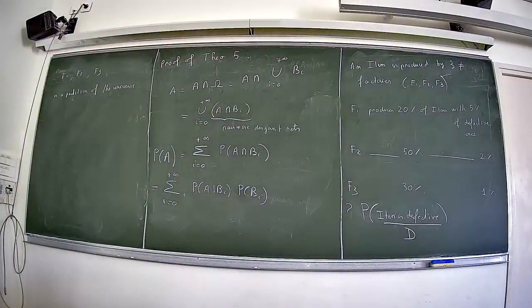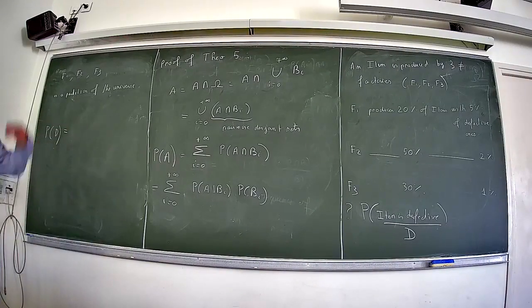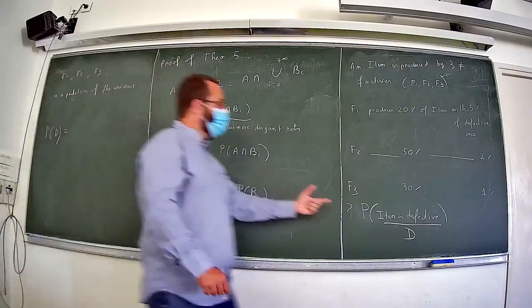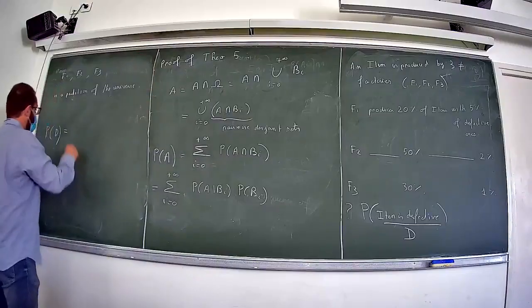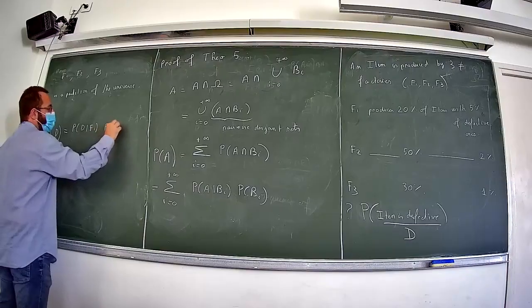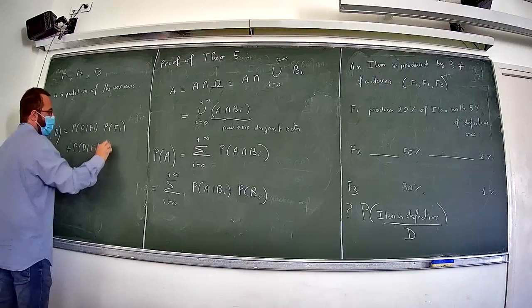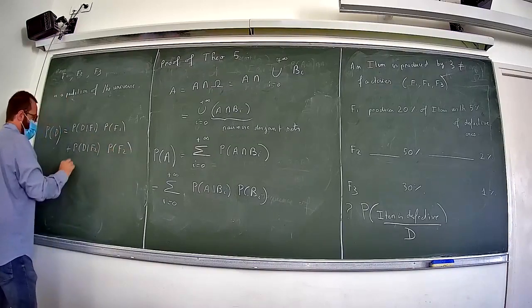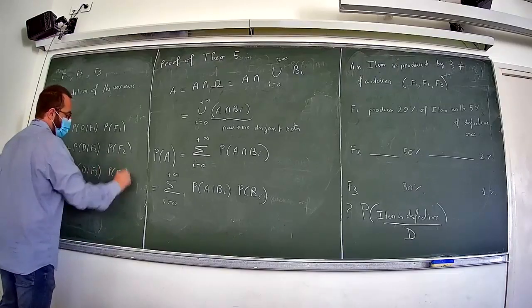So if I want to compute P of D, what I have to do is use the law of total probabilities, because I have a partition of the universe. If I want to compute the probability to be defective, I use my formula in red in theorem 5: P of D given F1 times P of F1, plus P of D given F2 times P of F2, plus P of D given F3 times P of F3.